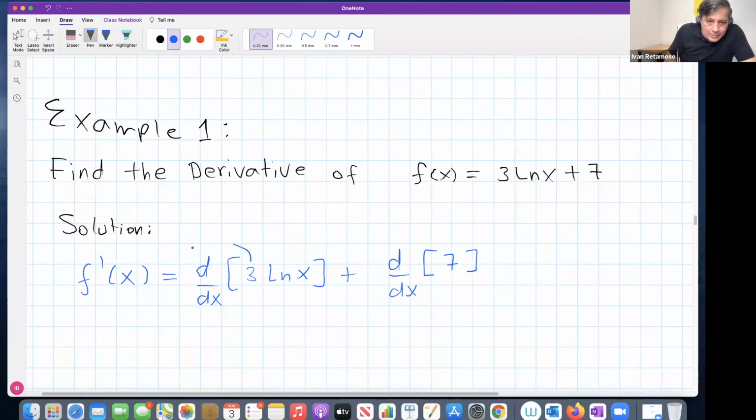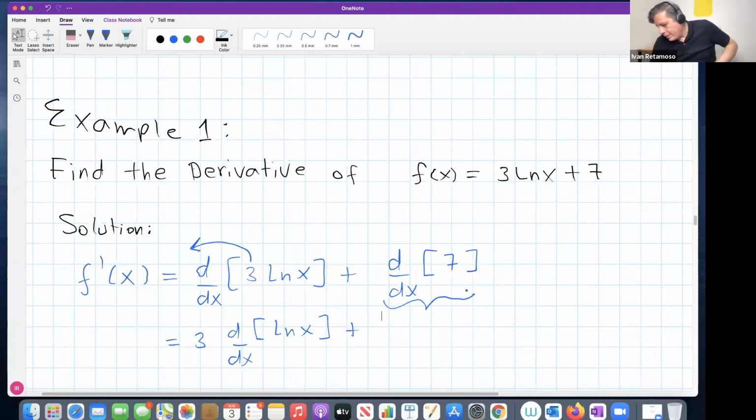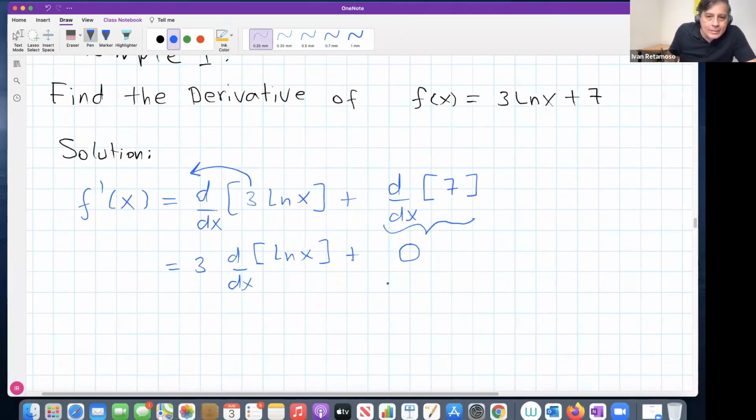Next, look, number 3 is a constant. Take it outside of the derivative. Focus on getting this derivative, plus this derivative. But who can tell me what's the derivative of 7? Anybody? Derivative of 7 equals? 0. Great, 0. The derivative of a constant function, guys, is always 0. In any context, it disappears.